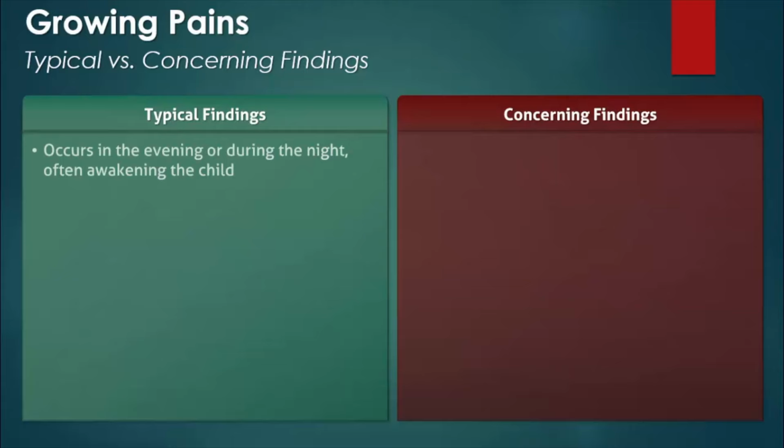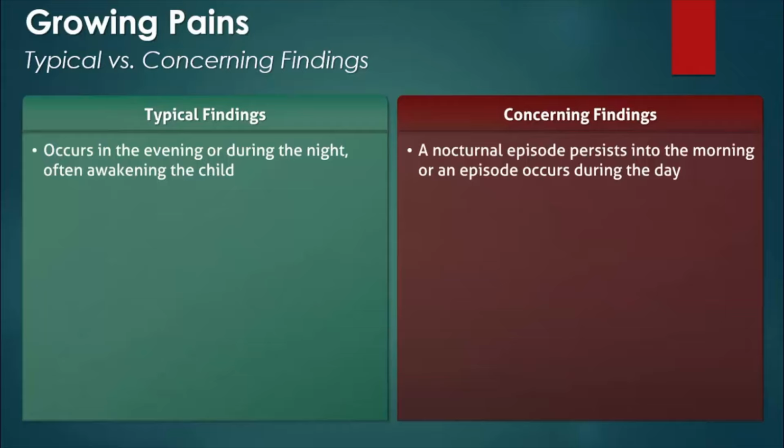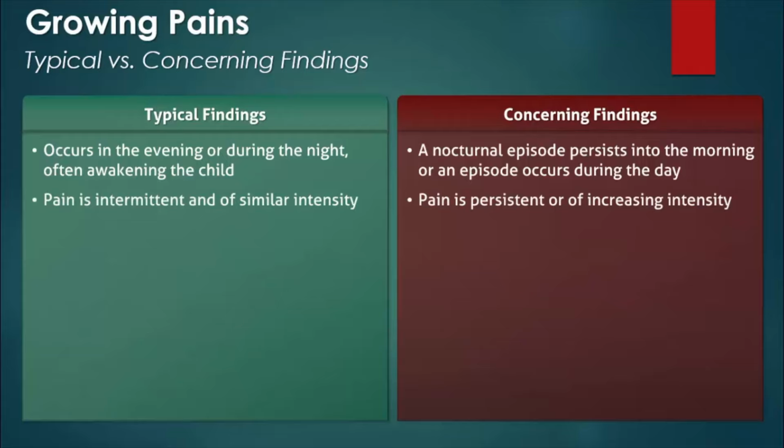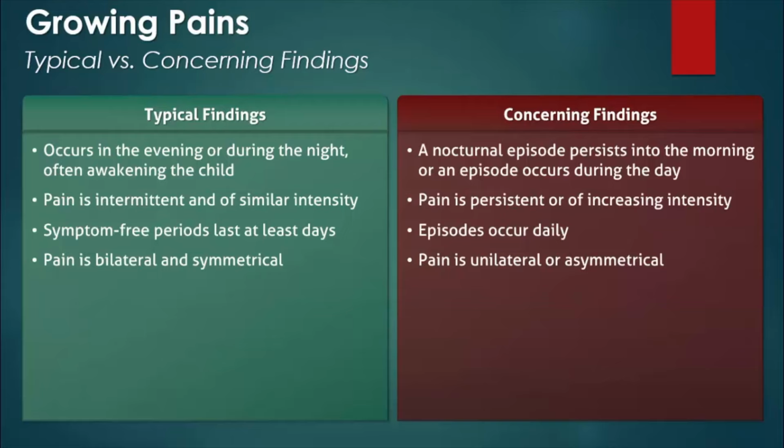Growing pains typically occur in the evening or during the night, often awakening the child from sleep. Pain that persists into the morning or occurs during the day is unlikely to be due to growing pains. The episodes are paroxysmal. Pain that is persistent or increases in intensity should be investigated. Although episodes may occur a couple nights in a row, it is much more common for symptom-free periods to last days or months. The discomfort caused by growing pains is bilateral and symmetrical.